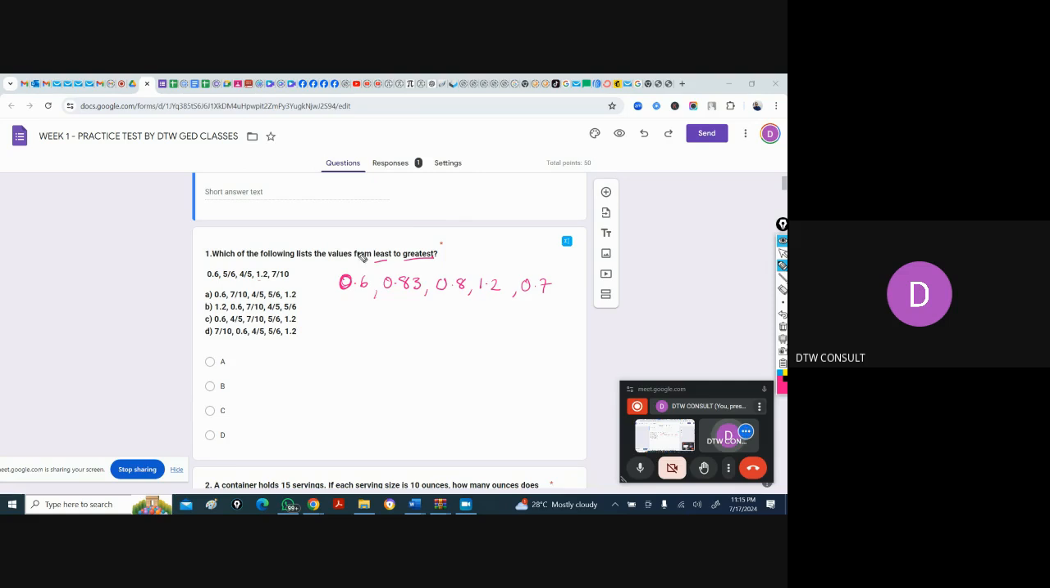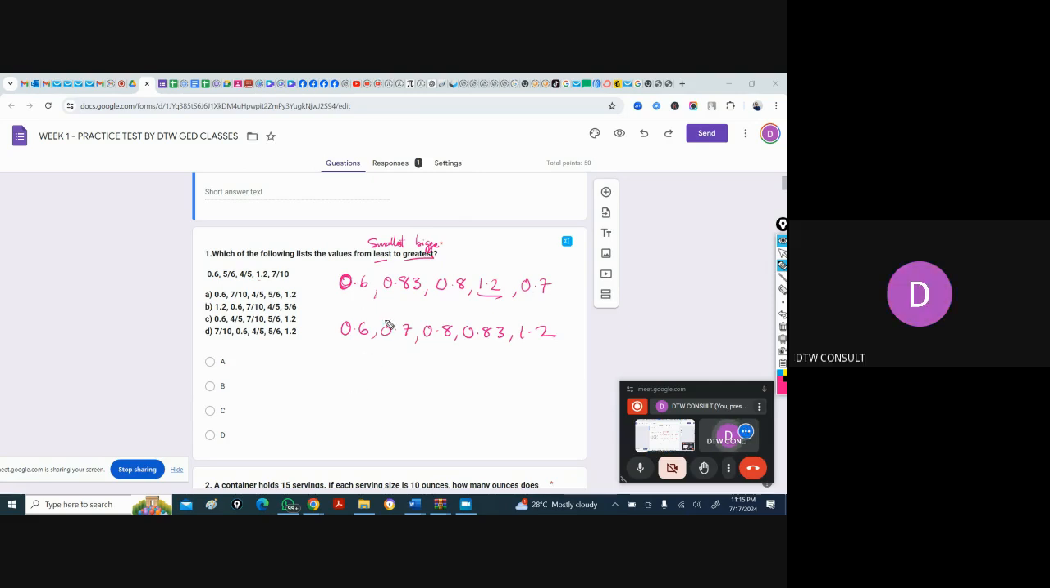I think the word "least" is the word that confused most people. Least means from the smallest to the biggest. So what's the smallest of these numbers? Now this is decimals. The smallest here is 0.6, followed by 0.7, followed by 0.8, followed by 0.83, then followed by 1.2. Do you see that?